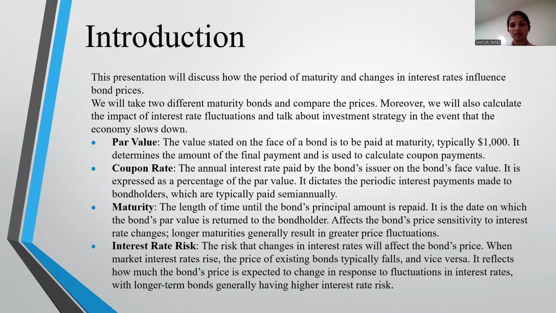Par value, the value stated on the face of the bond, is to be paid at maturity, typically $1,000. It determines the amount of the final payment and is used to calculate the coupon payment. Coupon rate, the annual interest rate paid by the bond issuer on the bond face value. It is expressed as a percentage of the par value. The periodic interest payment made to bondholders, which is typically annual and semi-annually.